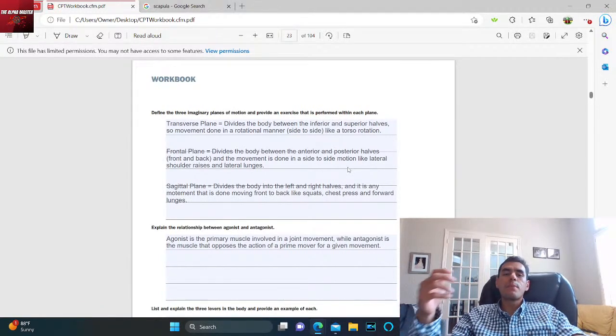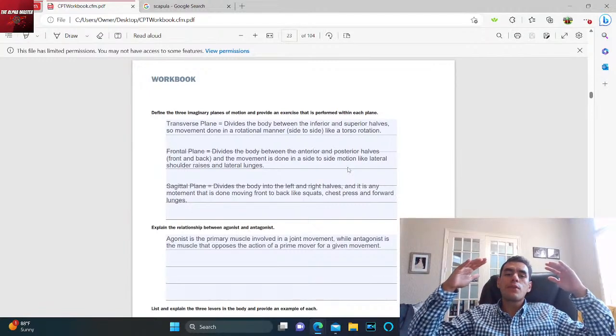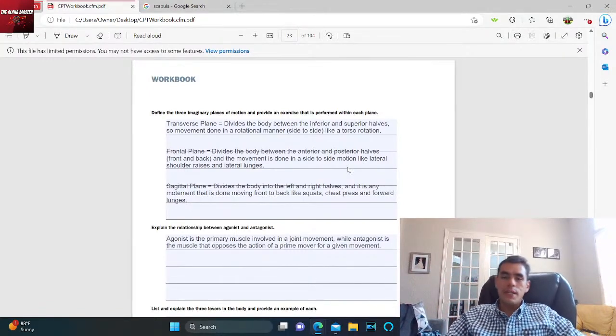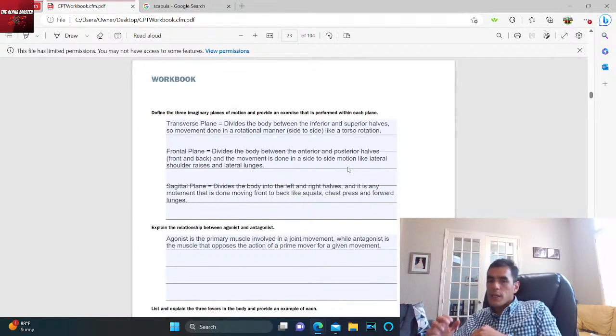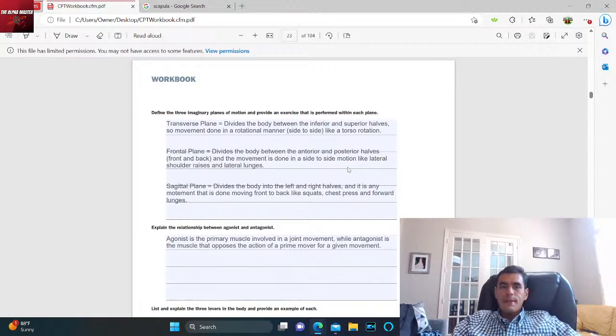Here you have the transverse plane, which divides the body between the inferior and superior halves. So a movement is done in a rotational manner, side to side, like a torso rotation.